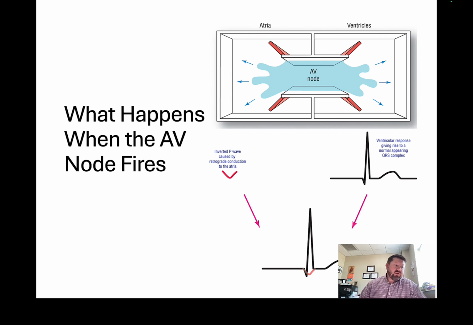So the impulse would travel from an inferior to superior fashion back up into the atria, stimulating it retrograde. So it would go backwards, and it would actually cause an inverted P wave, especially in leads 2, 3, and AVF when we look at the 12 lead. The impulse would also continue its normal path to the ventricle, so then we would have a normal upright path demonstrated by the upright QRS.